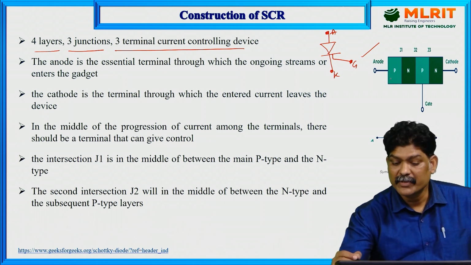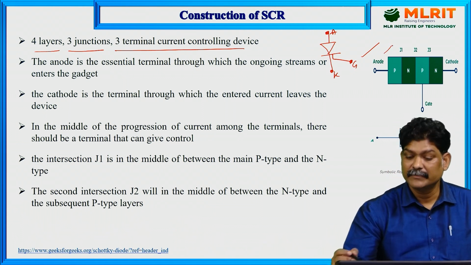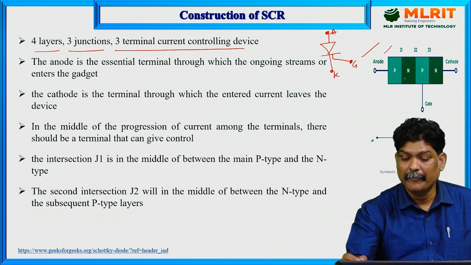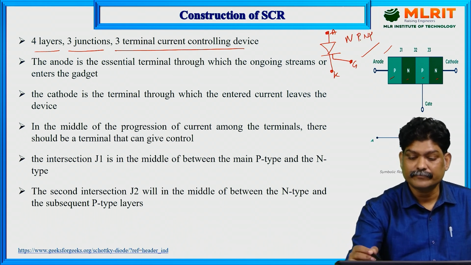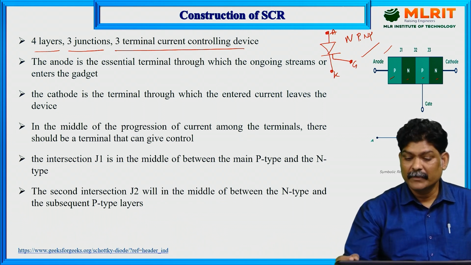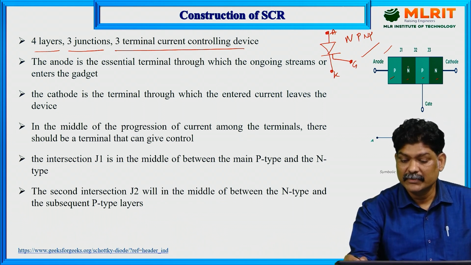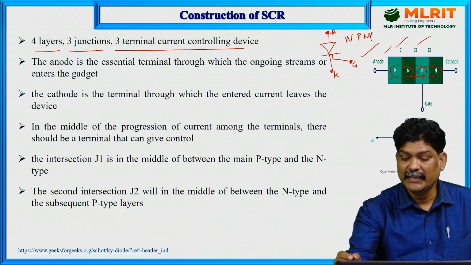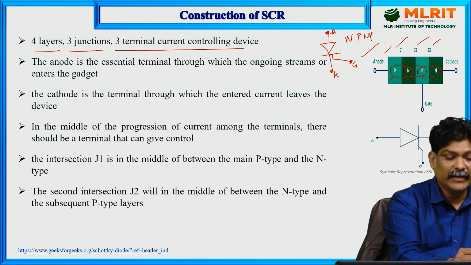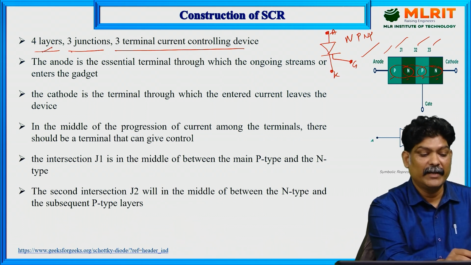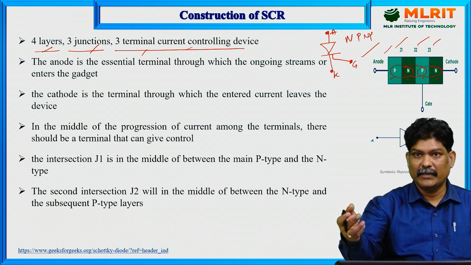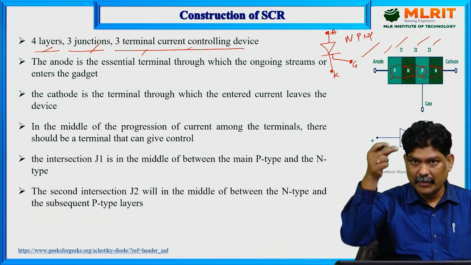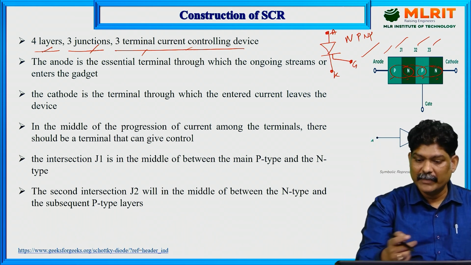What are the 4 layers? It is either PNPN or NPNP, so 2 different types are there. The first two layers form one PN junction, the next pair is another junction, and the last pair is another PN junction. So a total of 3 junctions are there. Hence the name: 4-layer, 3-junction, 3-terminal current control device, because the current flowing through the SCR between anode and cathode can be controlled by the gate current.